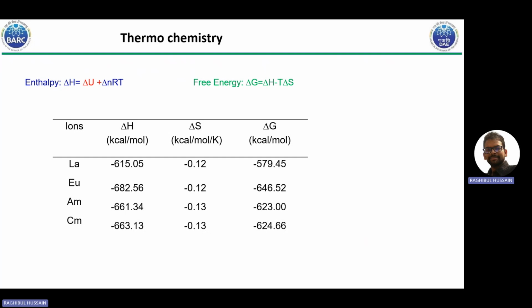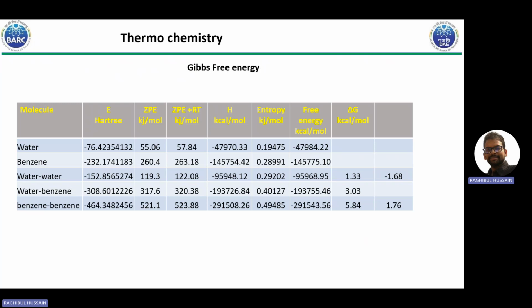Okay. So you can do a variety of calculations for your experimental data also. So how beautifully the computed data can validate, or rather I should say complement, your experimental data. So now, the earlier example I gave you, the structure for water, benzene, then water. For all those systems I calculated energy, zero point energy, zero point RT, then enthalpy, entropy, free energy, just to show you a view of it.